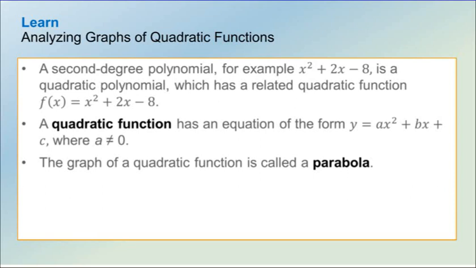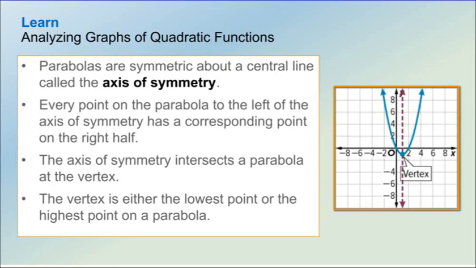A quadratic function has an equation in the form of y equals ax squared plus bx plus c. That's standard form, where a cannot be 0, because if a was 0, you wouldn't have an x squared, and therefore you would not have a quadratic. The graph of these kinds of functions is a parabola shape. They open upward when a is positive, or open downward when a is negative.